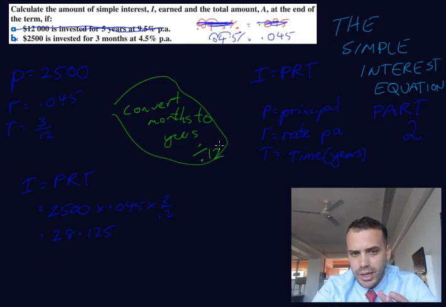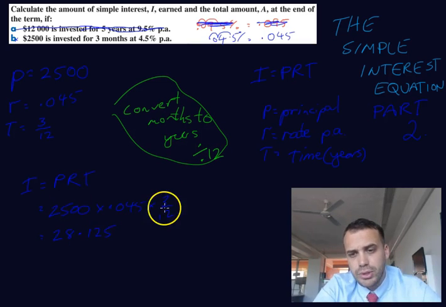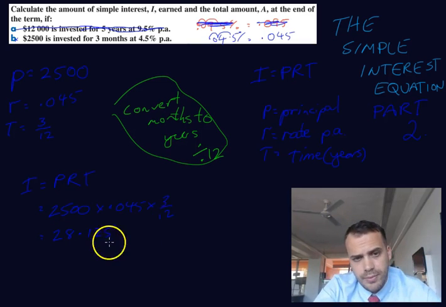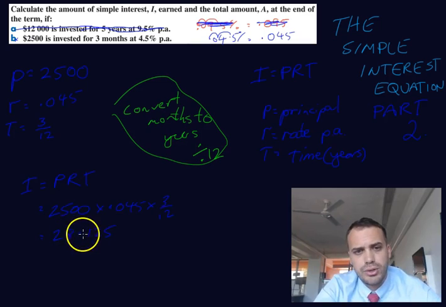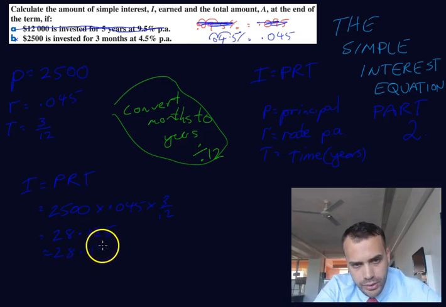There's a problem with that. The problem is that this is money, and money doesn't go to 3 decimal places. The least you can have is 1 cent, or 2 cents, or 12 cents, or 13 cents. So in this case, because the bank owes you money, if they owe you 28.125, you're going to have to round that up to 28.13.